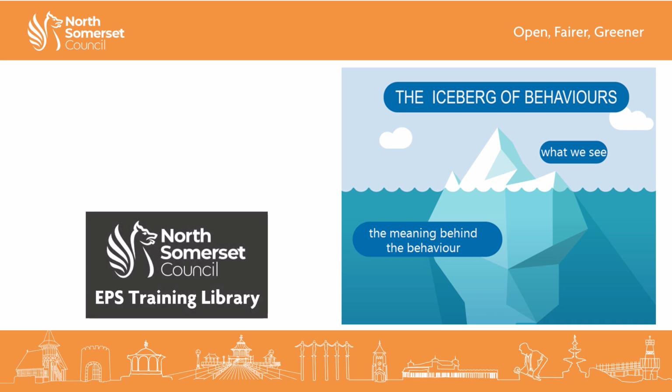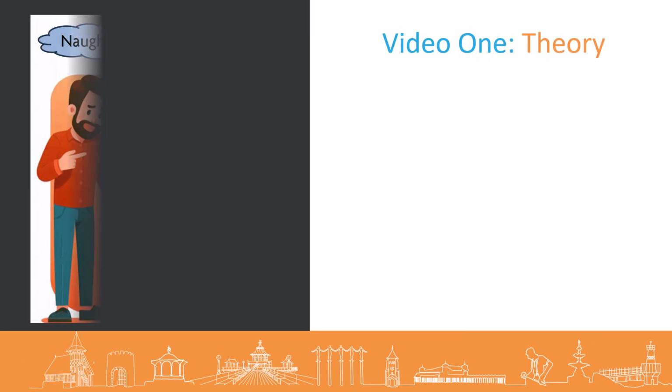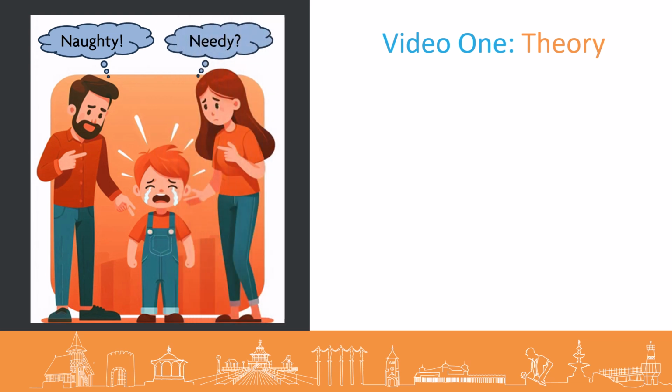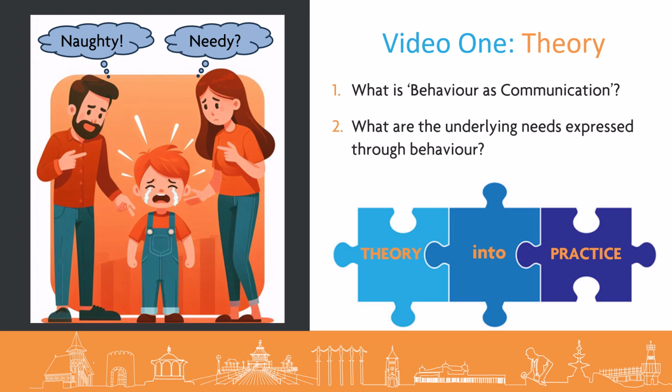This two-part series focuses on understanding behaviour as a form of communication, including an explanation of the theory and examples of how to apply the theory in practice. So in this video we will define what we mean by behaviour as communication, and then we'll consider some of the underlying needs that children have which are expressed through their behaviour.